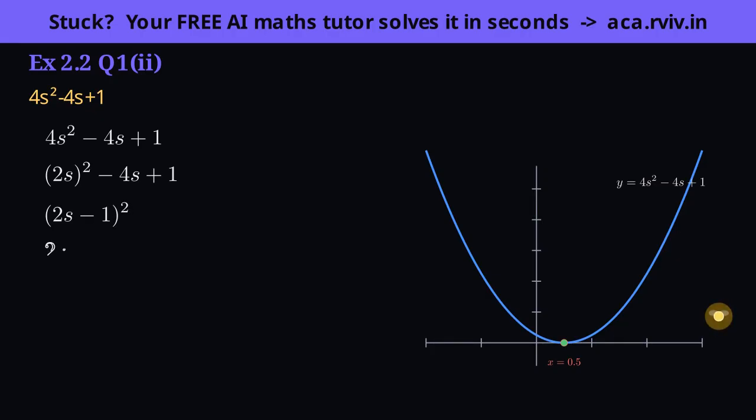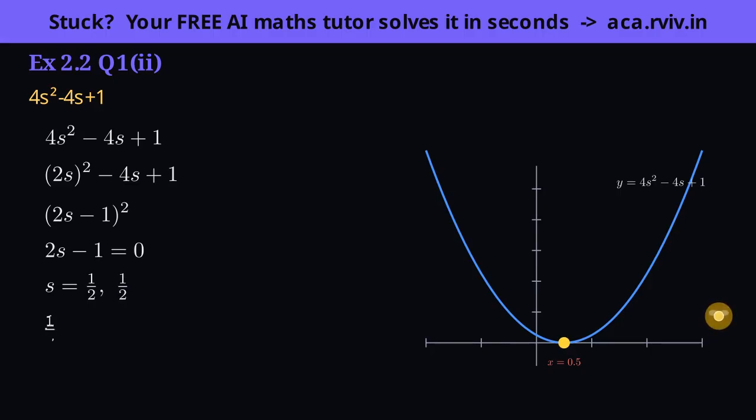Because the factor is repeated, we set that single bracket, 2s minus 1, to 0. It will hand us one value, but count it twice. Solve. s equals 1/2, and we list it twice because the factor appeared twice.